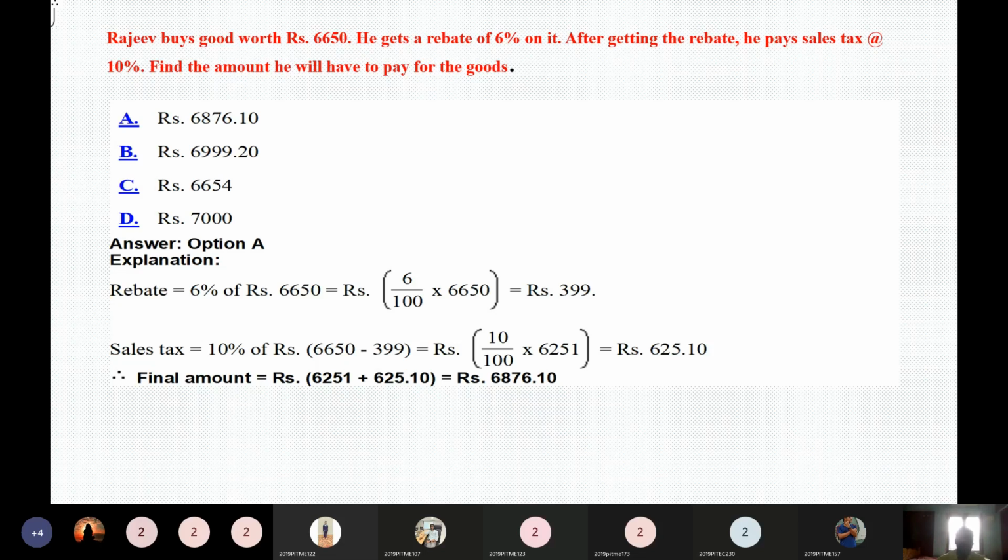So now we get the 6% of 6,650. So 6 by 100 into 6,650. So what is the discount he got? 399 rupees he got as discount. Now you subtract this discount from the cost of the goods. 6,650 minus 399, you know that is 6,251. Now that is the worth of the goods after the 6% rebate, that is, the discount.